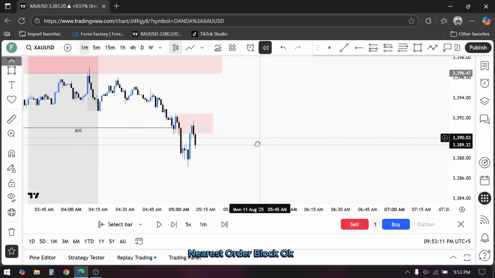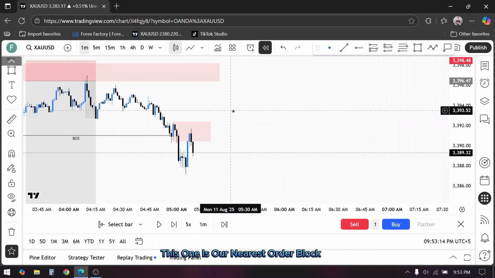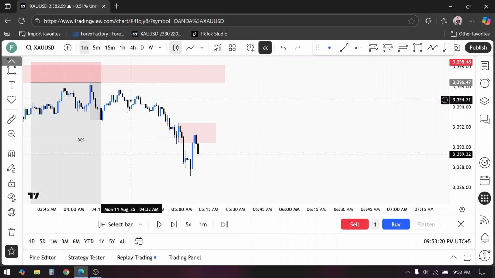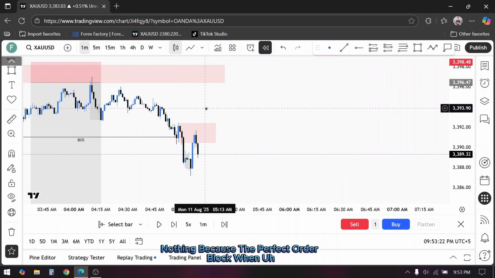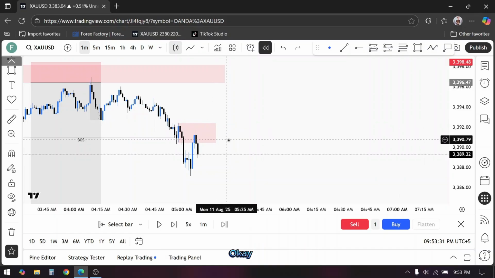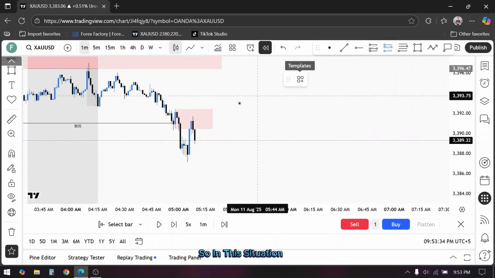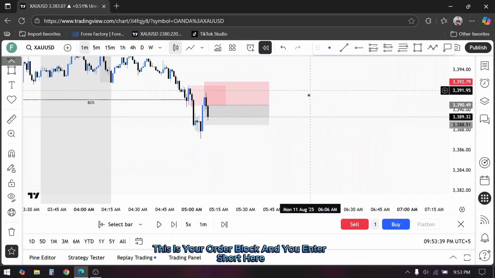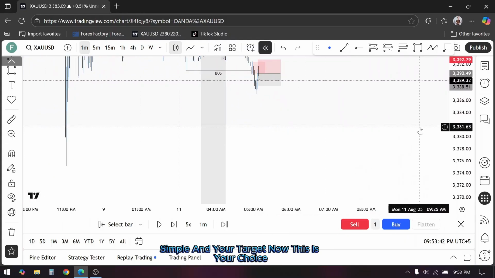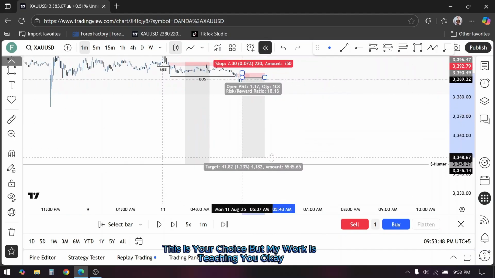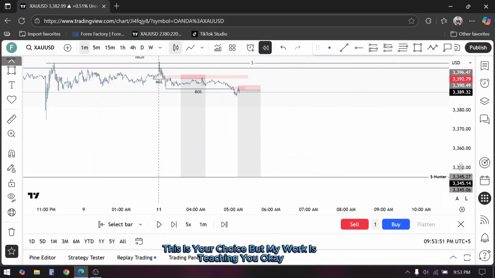This one is our nearest order block, and if you see any previous order block, nothing, because the perfect order block is when any FVG is available. So in this situation, this is your order block and you enter short here, simple. Now your target is your choice, your target here or a fixed risk reward ratio. This is your choice, but my work is teaching you.